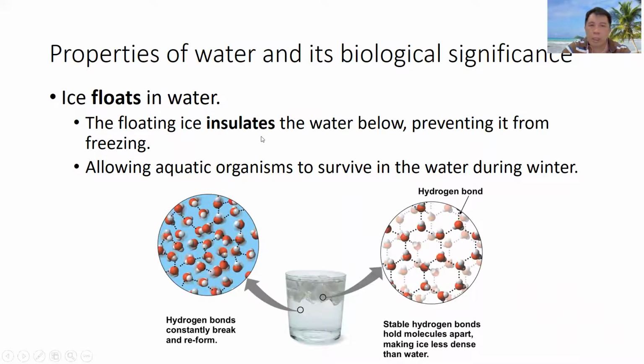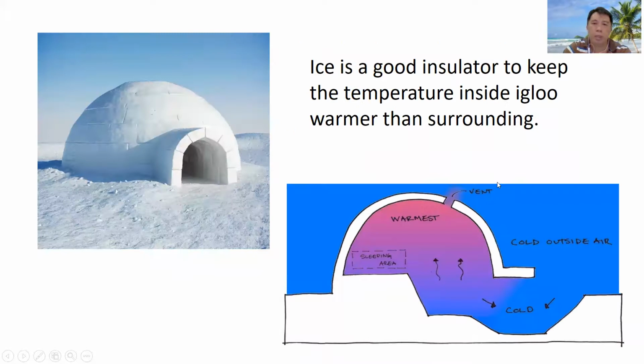The floating ice insulates the water below, preventing it from freezing. This allows the aquatic organisms to survive in the water during winter. Then our friends, the Eskimo people, have already shown that ice is a very good insulator that can keep heat. Ice is a good insulator to keep the temperature inside the igloo warmer than the surrounding. From there you can see the heat is generated here, therefore it is warmer.